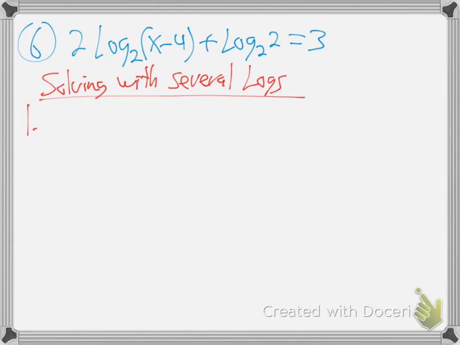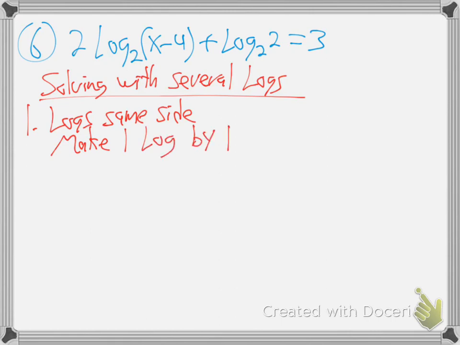Step one, I think it's a 4-step process. Step one, get the logs on the same side and make them into one log by the properties. The properties we've been dealing with today, which means that adding will become multiply and subtraction will become divide. So get the logs on the same side and make it one log.